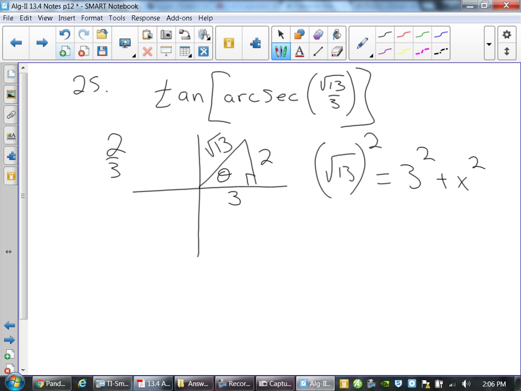Do you go by adjacent over hypotenuse, or x over r, or y over x? Either one means the same thing. Cosine being x over r means secant is r over x. Adjacent, hypotenuse, I'm just switching back and forth. So it's the same.